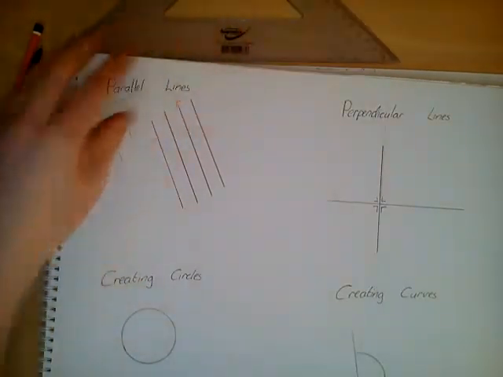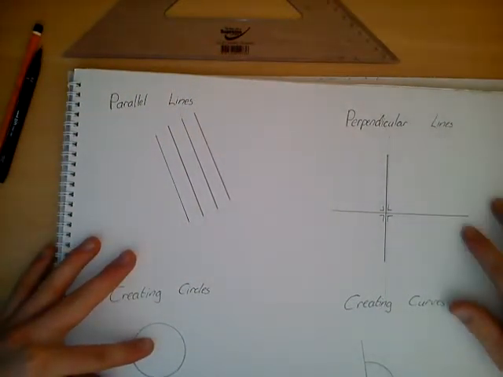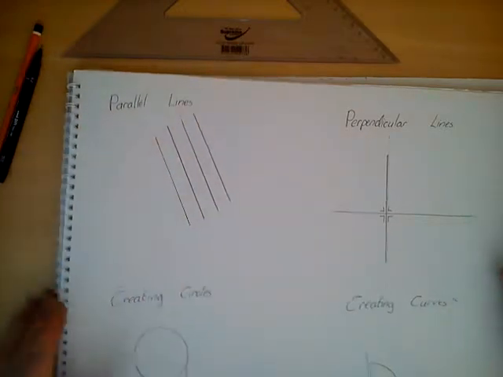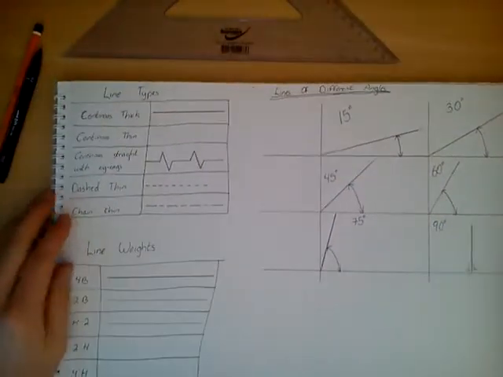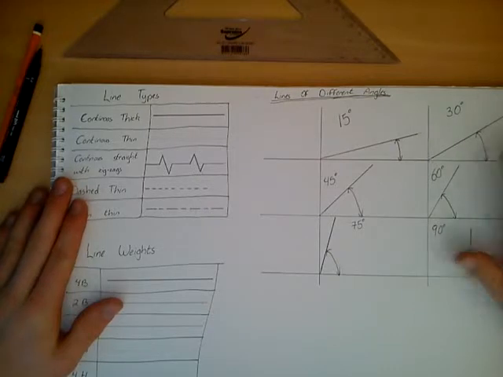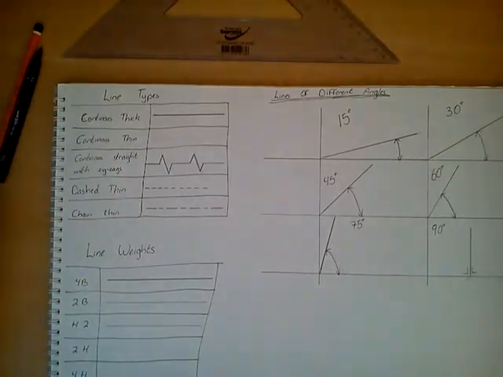And now I've shown how to create curves, create circles, create lines perpendicular to each other, create parallel lines, and how to get lines of different angles using the two set squares, showing line weights and line types.